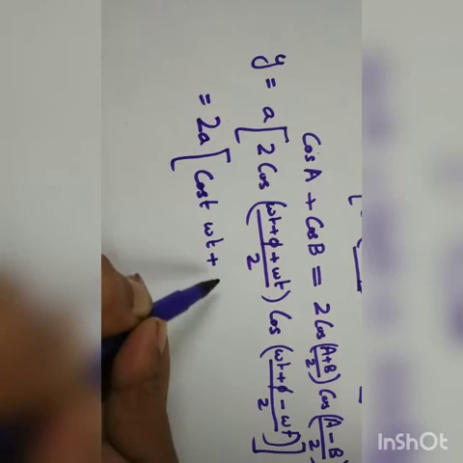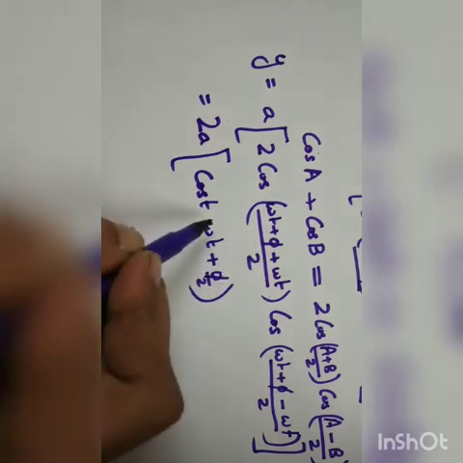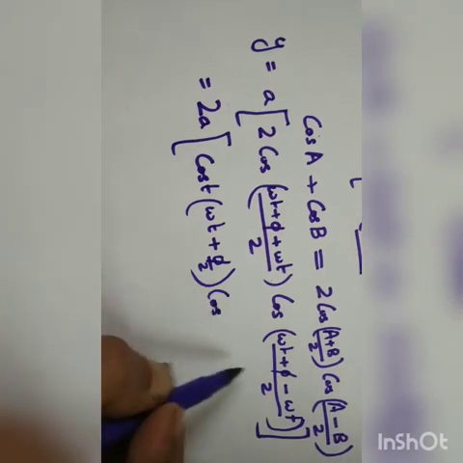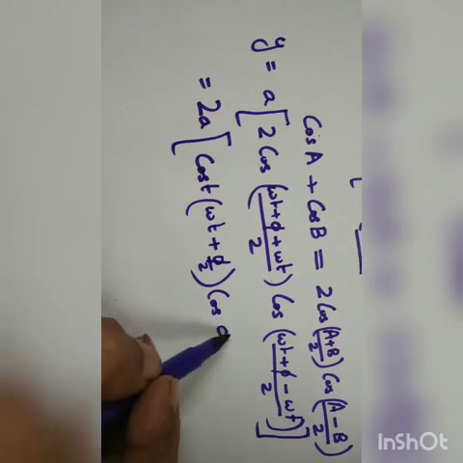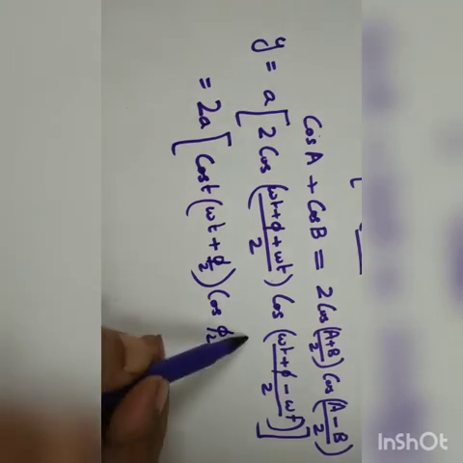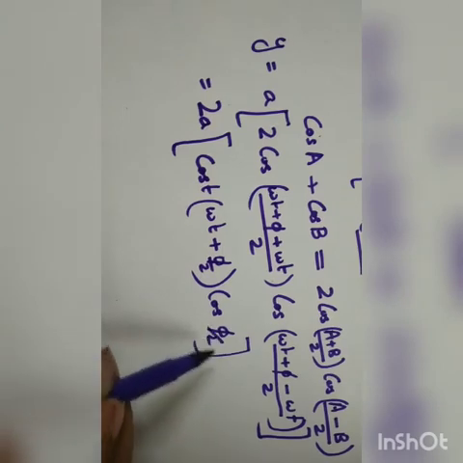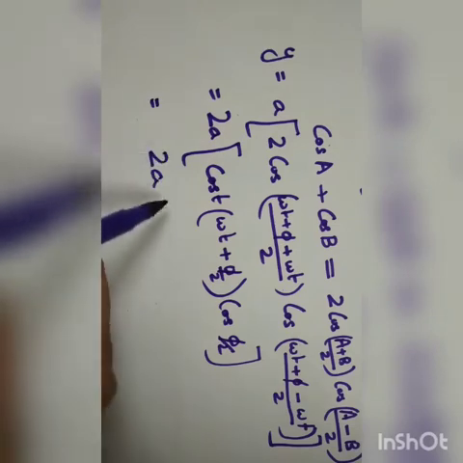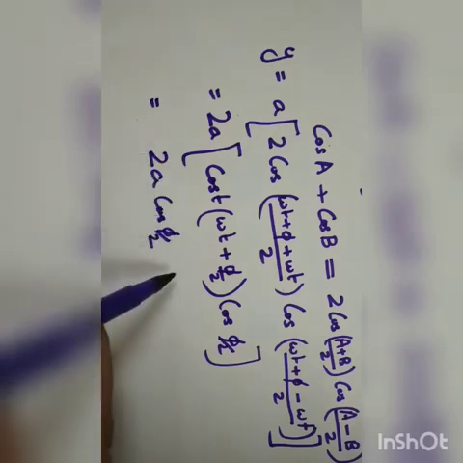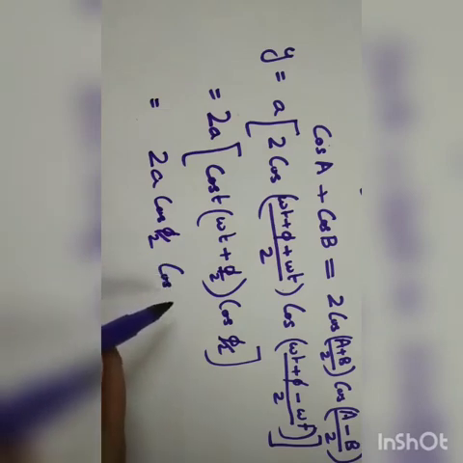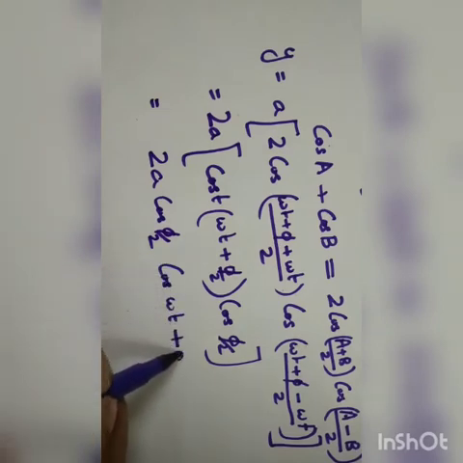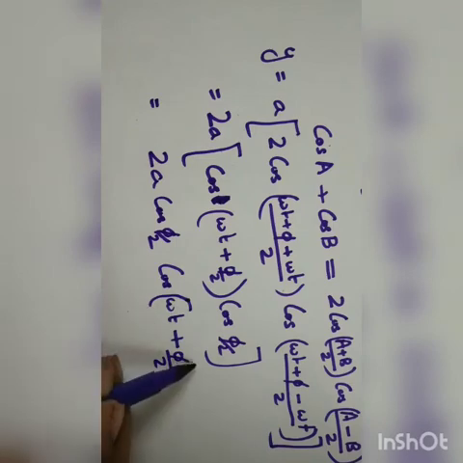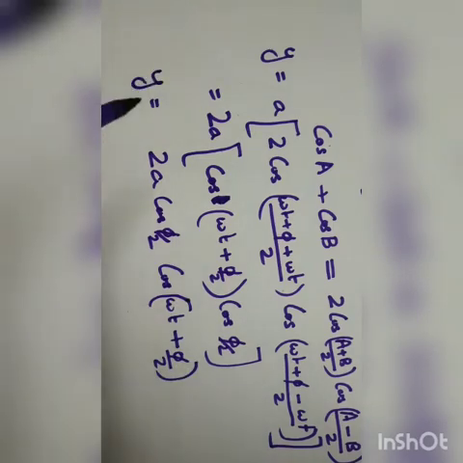So you get omega t plus 5 by 2, and on this side omega t and omega t get cancelled. What is remaining? Only cos 5 by 2 will be obtained. Okay, this 5 by 2 is a constant. So you can take it outside the bracket. So you'll get 2a cos 5 by 2 into cos omega t plus 5 by 2. So this is the final answer.